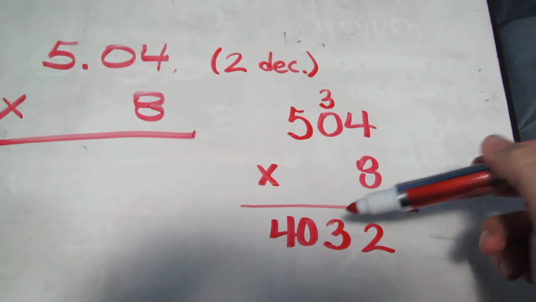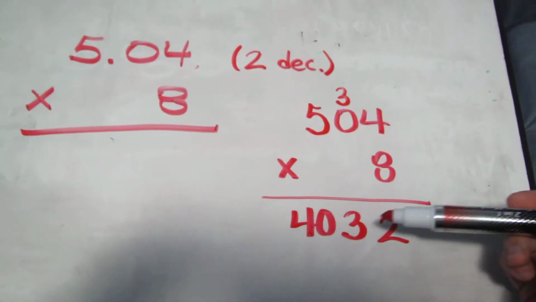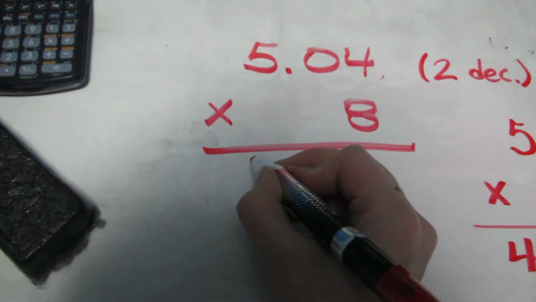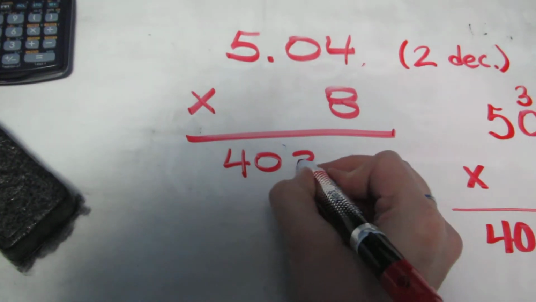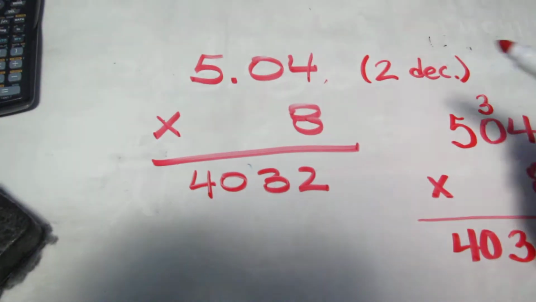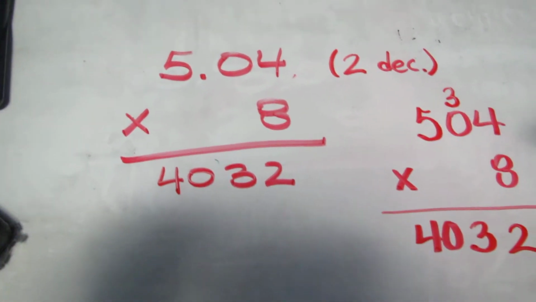Again, I know the numbers will be the same in my original problem, so I'm going to bring it back over here. 4032. Can you find out where the decimal goes?